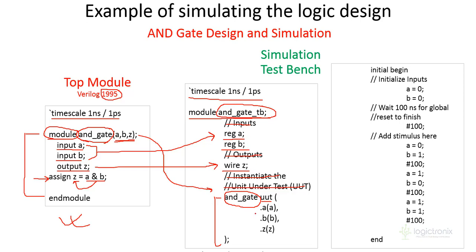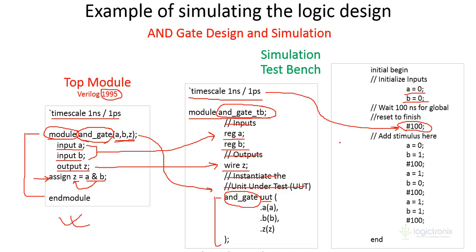So the AND gate ports are connected with the test bench registers and wires. After that we have the stimulus, like initial begin, and the stimulus is a set of statements where we declare the values for variables. So we assign 0 to register B, and we have some delay as we talked about previously. This line works for this statement, which is the timing control statement.